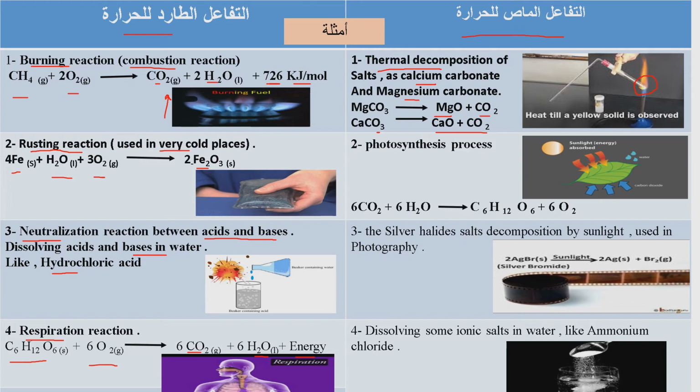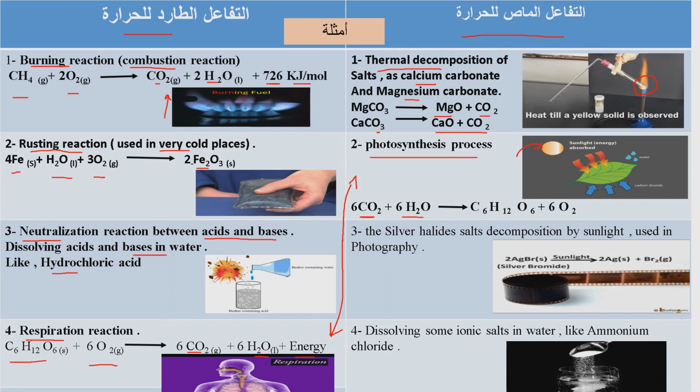The second type of endothermic reaction is the photosynthesis process. Photosynthesis is exactly the reverse of the respiration reaction. Respiration is an exothermic reaction in which we burn a glucose molecule in the presence of oxygen to form carbon dioxide and water and energy. In photosynthesis, we react carbon dioxide plus water in the presence of sunlight energy to form glucose plus oxygen.